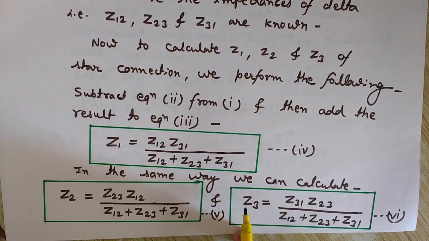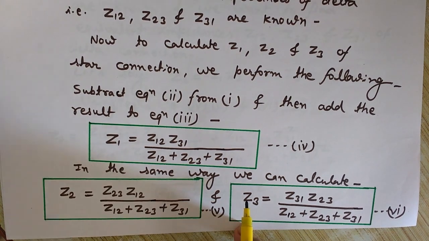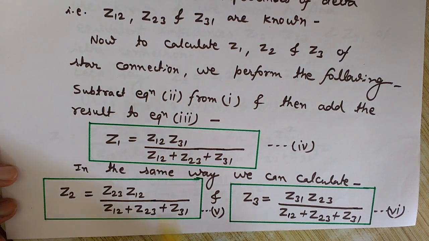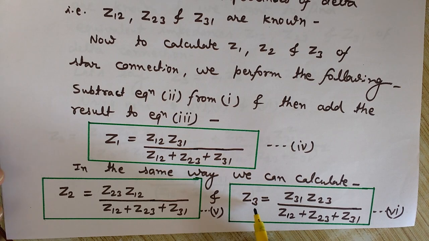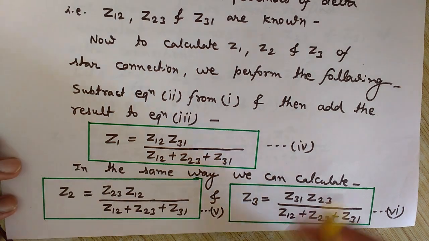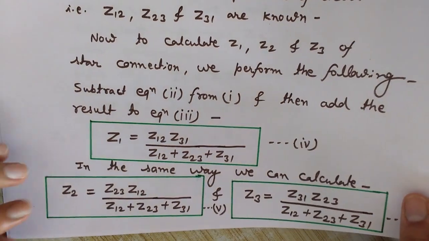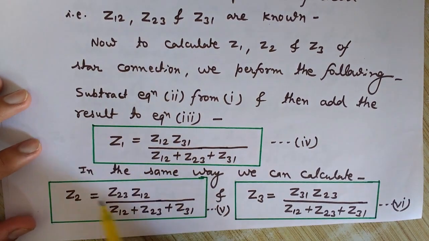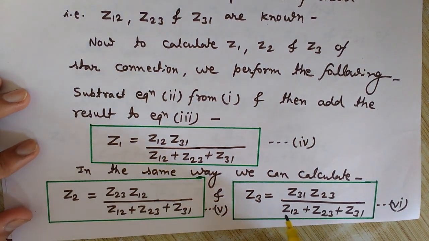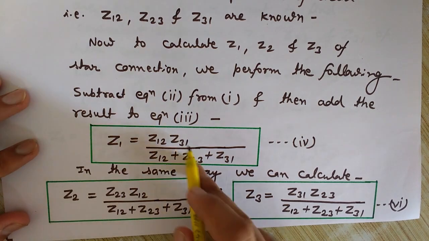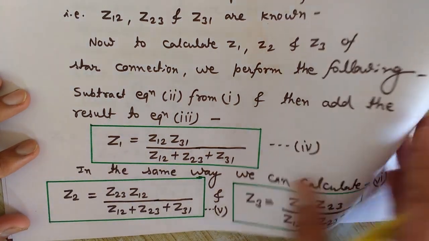In the same way we can also calculate other parameters like Z2 and Z3 of the star network. Okay, it's very easy. So in this way we have formulas for Z1, Z2 and Z3. You should keep them in mind. These are the formulas, we have derived them.